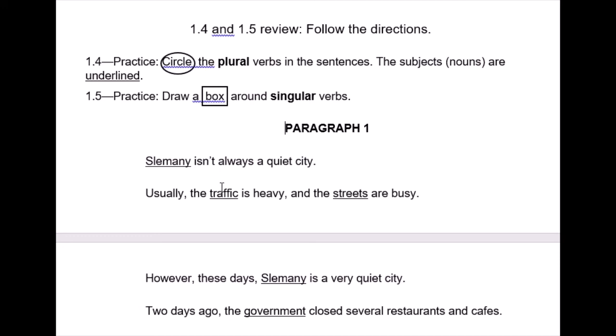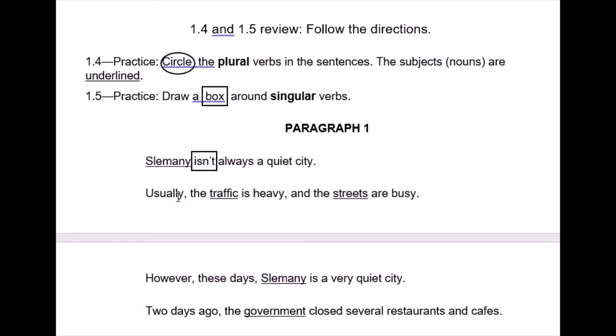So for example, Slimani isn't always a quiet city. So Slimani, is that singular or plural? It's a singular noun. It's a subject. So it's a singular subject, so it needs a singular verb. What's the verb? Is not, isn't. So I'm going to put a box around that singular verb. Good.